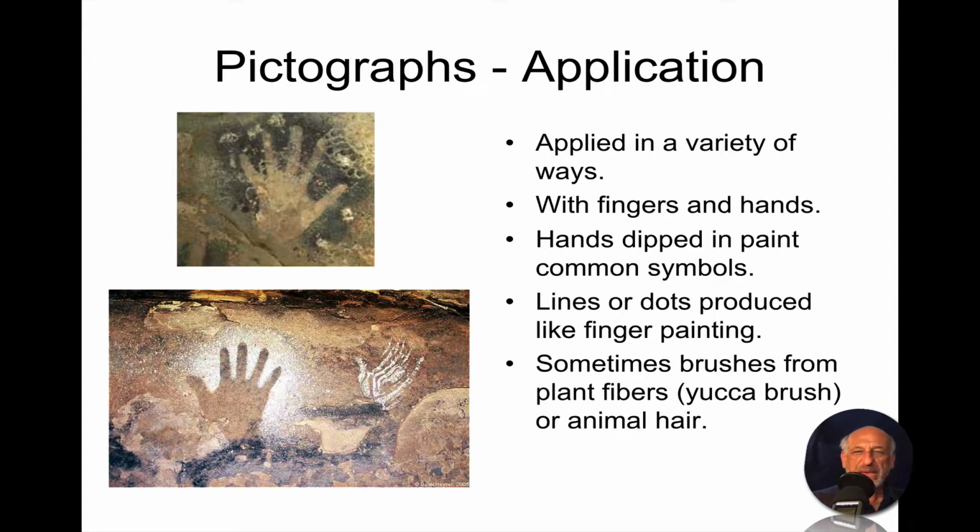The pictograph paints are applied in a variety of ways, with fingers and hands. A hand dipped in paint is a common symbol. One would blow around the hand to make either a positive or a negative image. Sometimes one would blow the pigment on the hand, and the hand would then be pressed against the rock face. Sometimes brushes were used, plant fibers such as a yucca brush or animal hair.